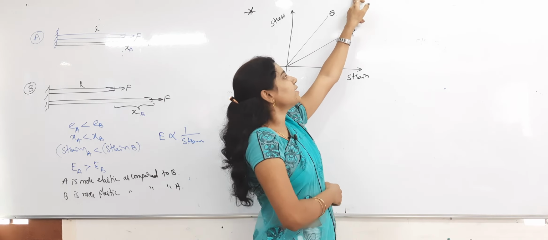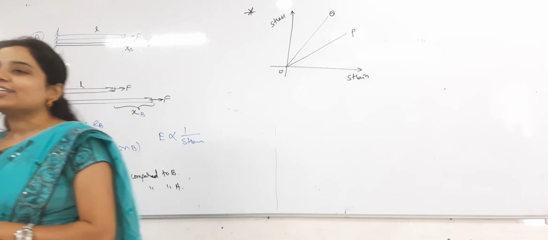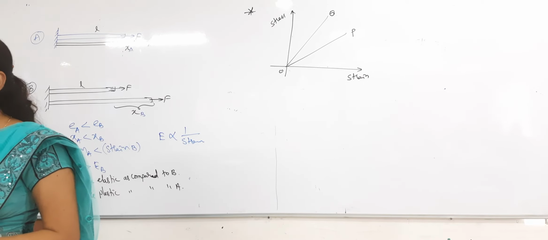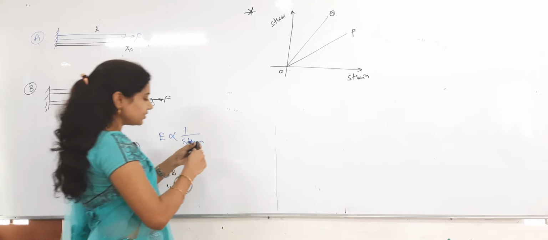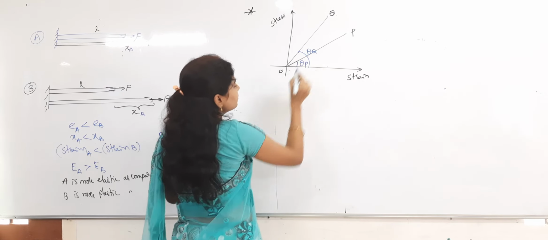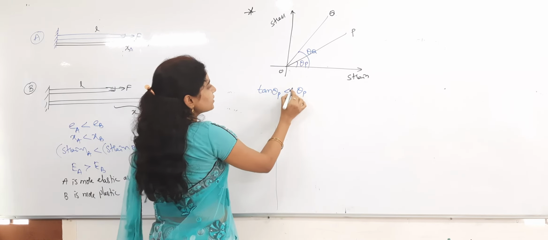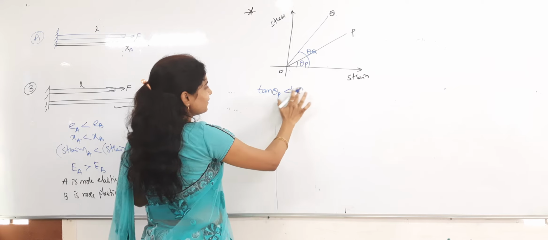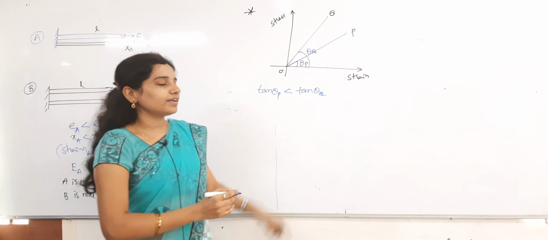Whenever I draw this one a little bit longer, at that time what will you say? See, the stress is directly proportional to strain. However stress is increasing, then strain also increases only. So you have to mainly observe here tan theta, the slope. For example, if I see the theta of P, obviously it is less than theta of Q, right? Theta P is less than theta Q. Nothing but tan theta of P is less than tan theta of Q.